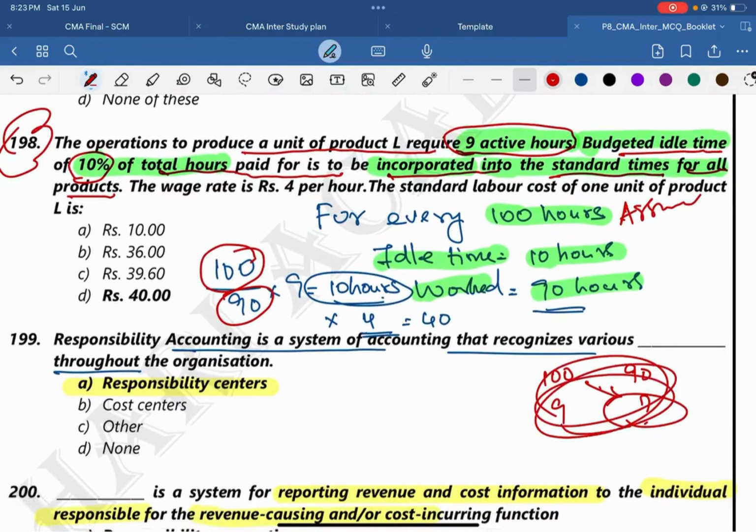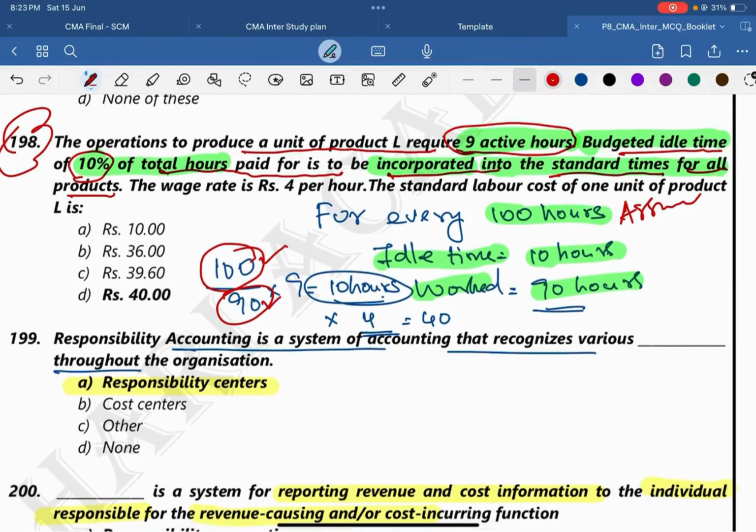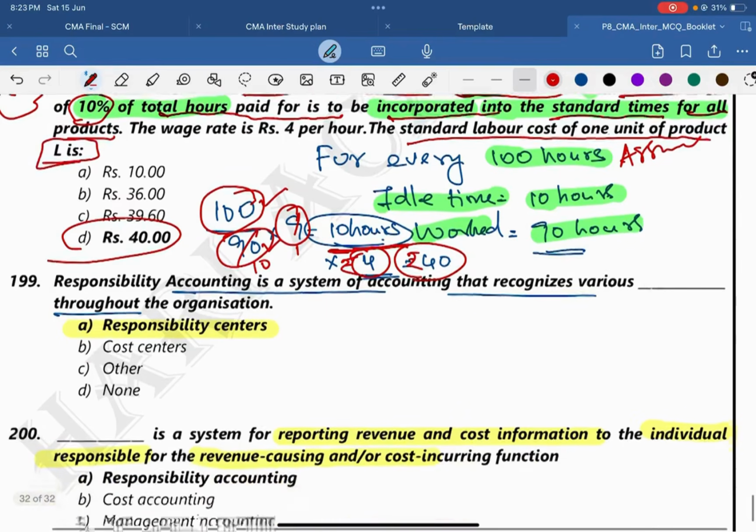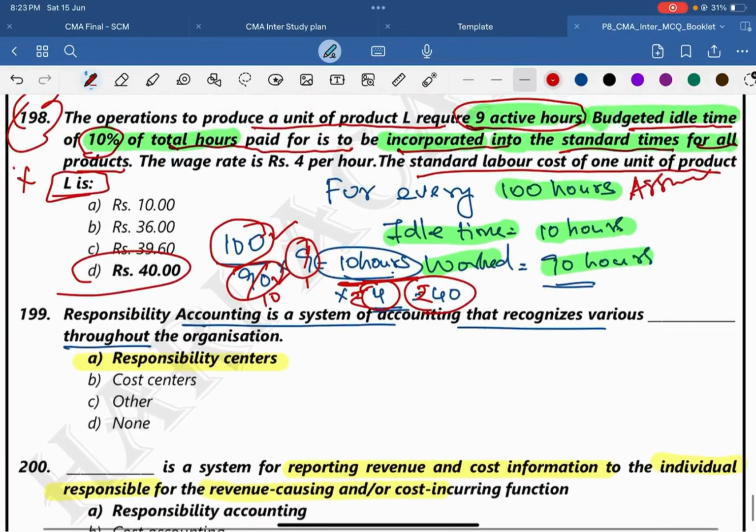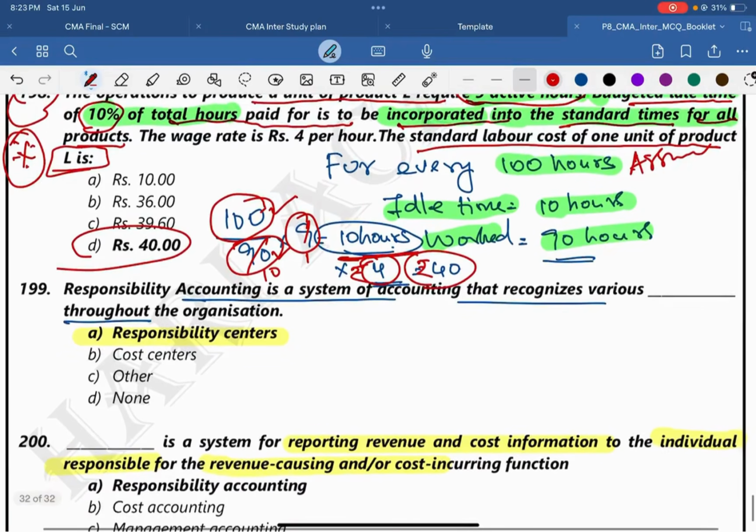I don't want to confuse you. First, for 100 hours, I am going to spend 90 as my production. For 9 hours, it is how much? 90 by 10, if I cancel, it will become 10, it will become 1. So 100 is 10 hours. Into rupees 4, it will become rupees 40. So my answer is rupees 40. The standard labor cost of 1 unit of product L is rupees 40. Important question. You may expect this question in your examination.